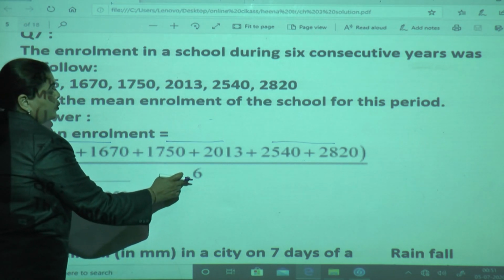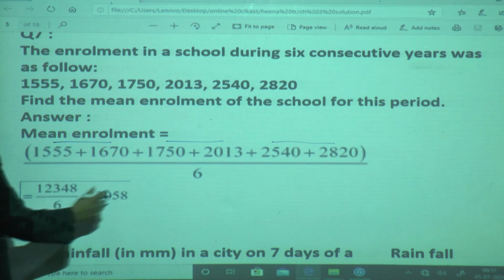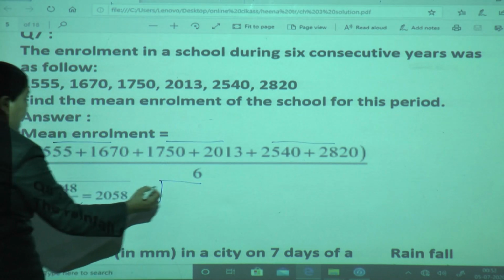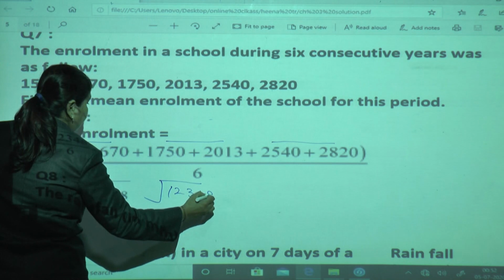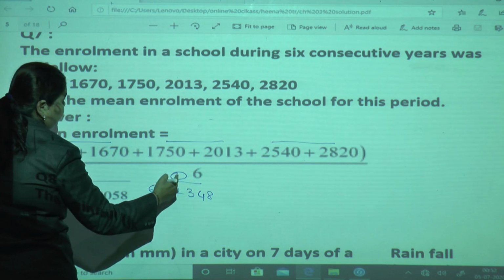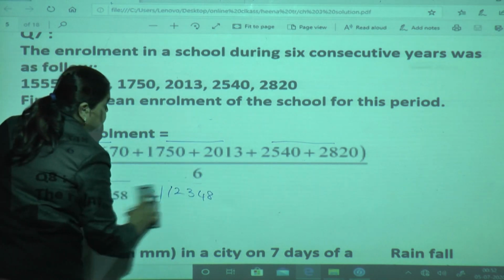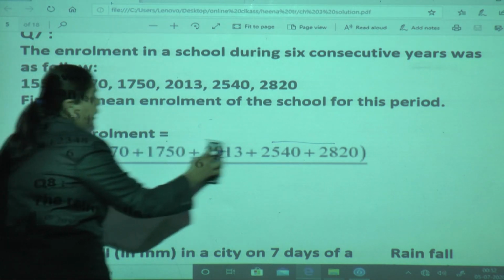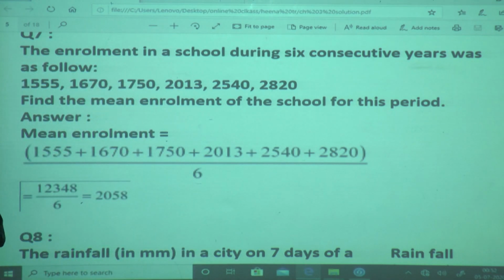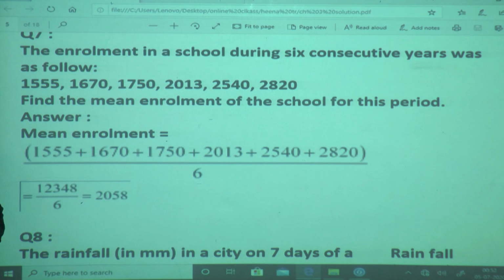The value we get is 12,348, and the number of observations is 6 consecutive years, so we have to divide it by 6. You can practically divide 12,348 by 6. Whatever answer you get, that is the quotient, and the quotient is nothing but your answer. If it is a small number you can reduce it directly, but if it is a large number like this, which is to be divided by 6, you have to do the division practically and find the answer. What is that? It is nothing but the mean enrollment.